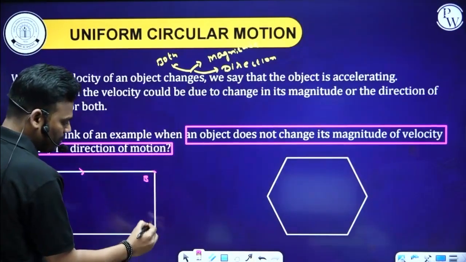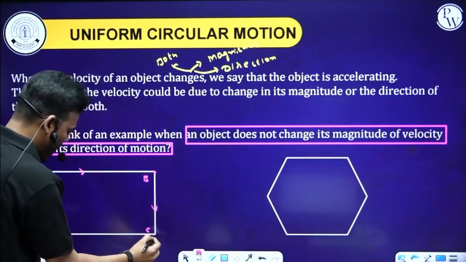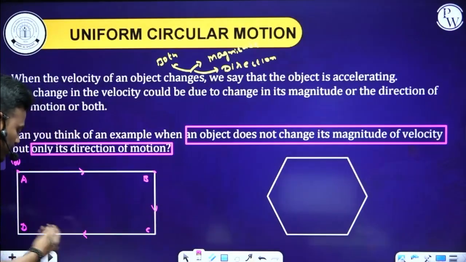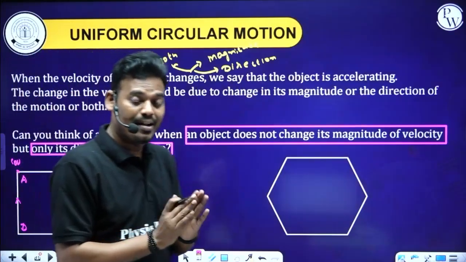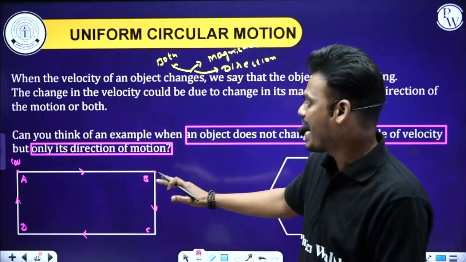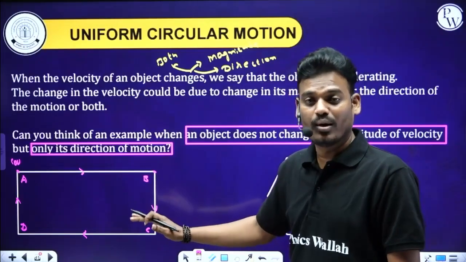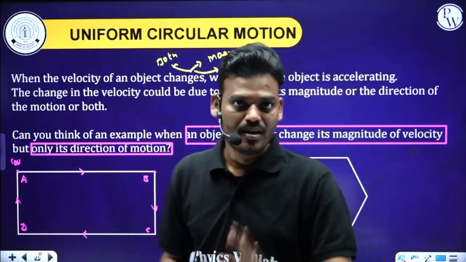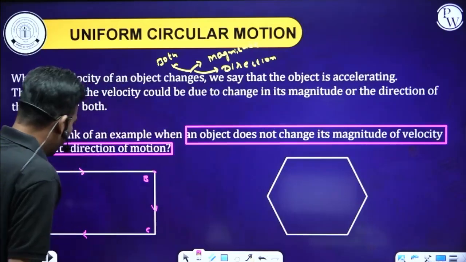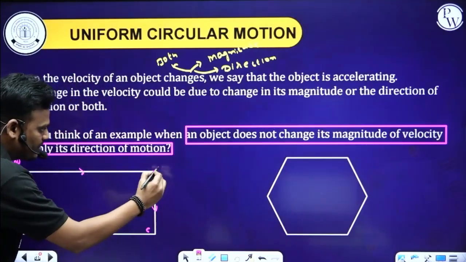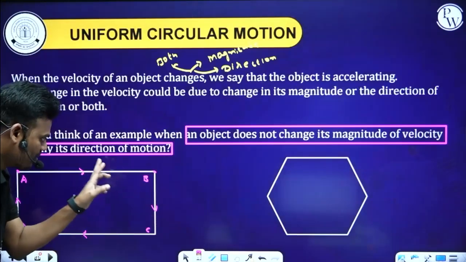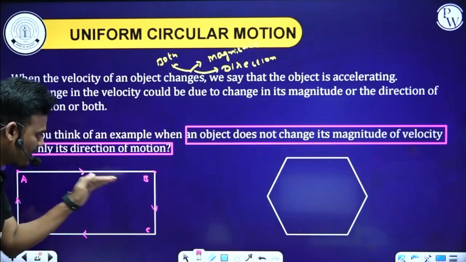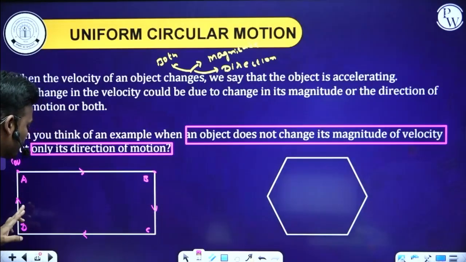From B to C, the direction will be downward, and C to D, the direction will be west, and D to A, there is again a direction. So how many times did the change in direction happen in this rectangular path, or you can call it a rectangular track? A to B is one direction, the east direction, and B to C is one more direction. This is the first time, this is the second time, here the third time, and this is the fourth time.